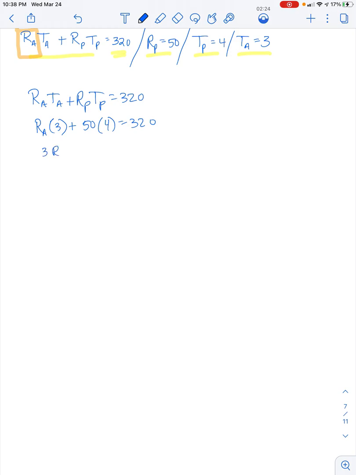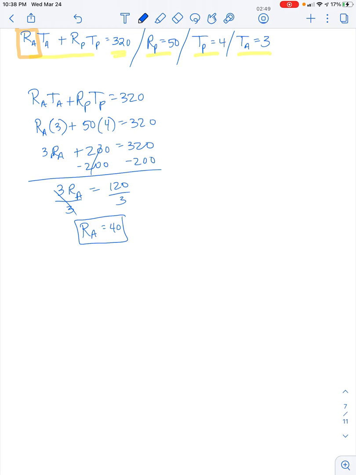So let's do a little bit of math here. I'm just going to move this 3 over to the left, so it's the coefficient of the variable, plus 200 equals 320. And we'll subtract this from both sides. 120 divided by 3. And r sub a will equal 40. Okay? You see how we did that?